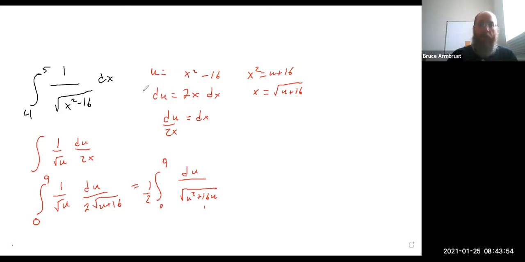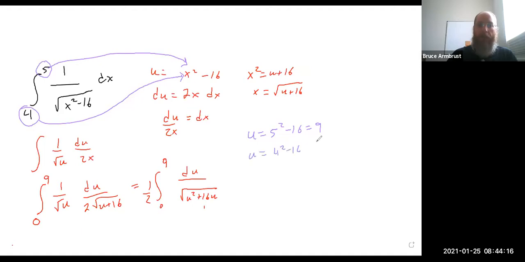So if you take these bounds 4 and 5, you can plug them in here for x, since they're x values, and that will give you the corresponding u values for those x's. So for example, when x is 5, you get 5 squared minus 16, which is 9. And then the other one, you get 4 squared minus 16 equals 0. All right, cool, you see? Awesome.